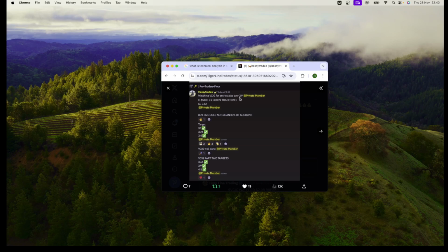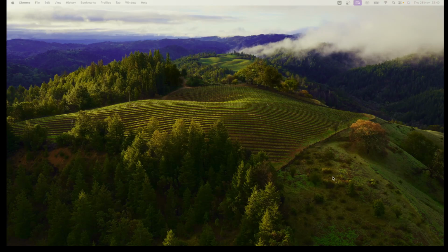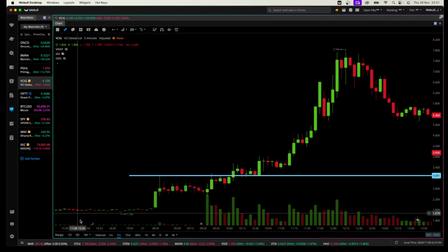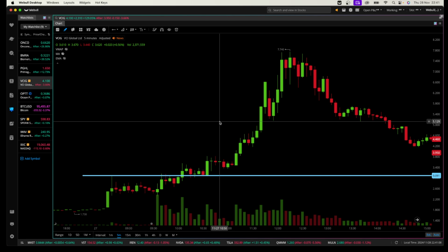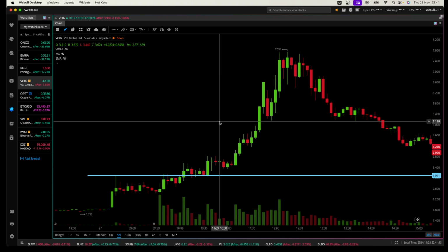Watching VCIGs for entries also over 2.9. In VCIG, I'll give you my entry price with a stop loss. Targets, well done, bang, gone. And you get a step-by-step guide on how to enter, exit, take profits, etc. So there's literally nothing where we're saying, okay, you get into this price, set at this price. We're telling you when to take profits, we're essentially holding your hand and teaching you at the same time. Now this is how I look at charts, and this is how I set up my charts step by step. Daily, look for levels, 5-minute chart.